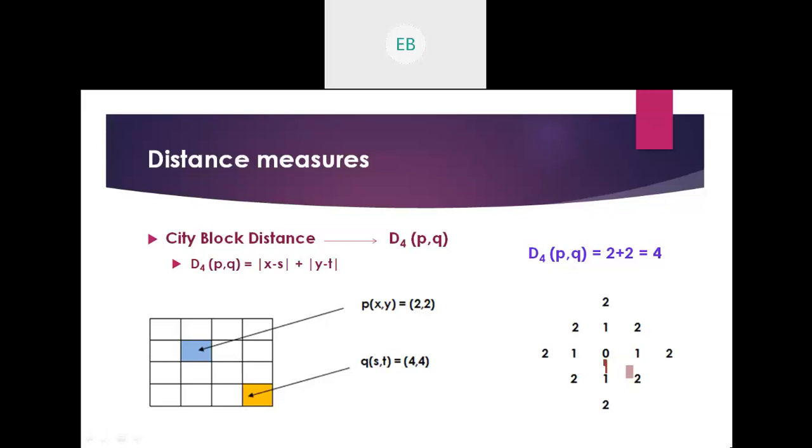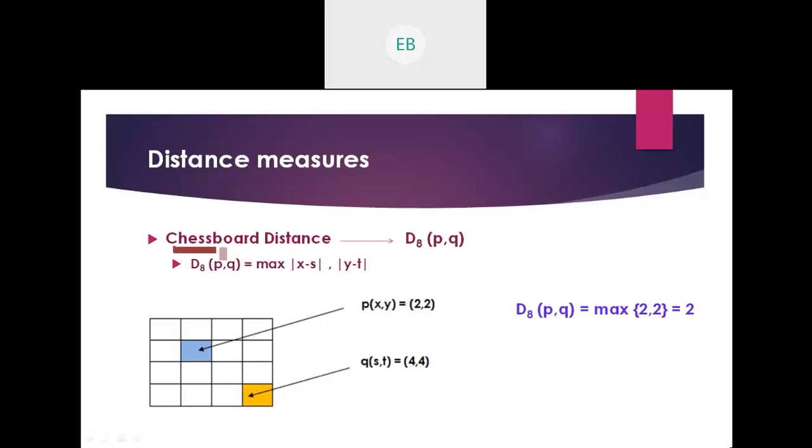Now I want to calculate the distance from this pixel to this pixel. How can we calculate it using the city block distance formula? Looking at the image, first we go from 0 to 1, then from 1 to 2. First 0 to 1, then 1 to 2. So what is the distance now? 1 plus 1 is 2. So you got this concept. This is all about city block distance.